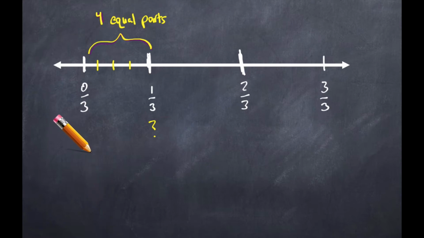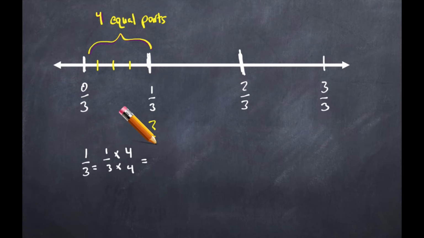Well, since I'm decomposing it into 4 equal parts, I could think of it as 1/3 is equal to 1/3 times 4, which is equal to, well, 1 times 4 is 4, 3 times 4 is 12. So this would be worth 4/12. 1/3 and 4/12 is the same fraction.